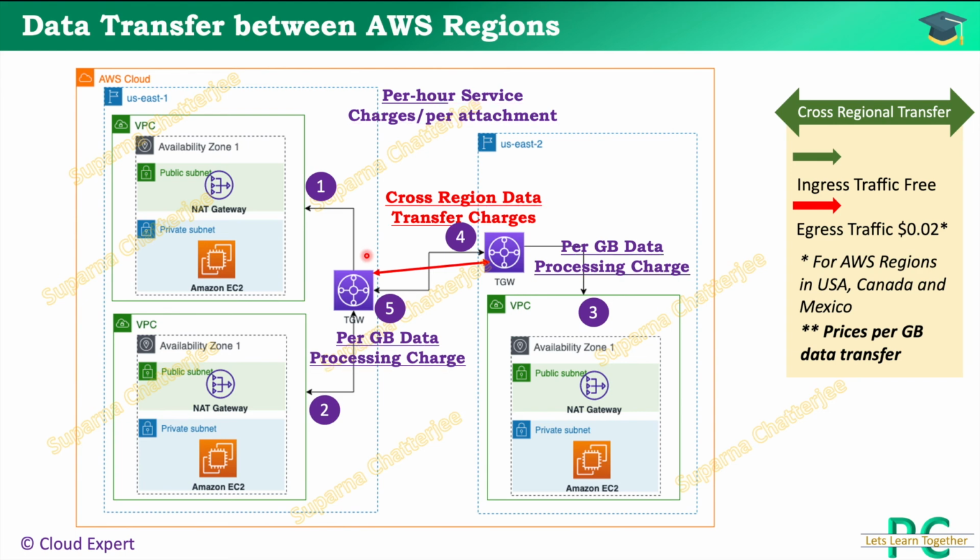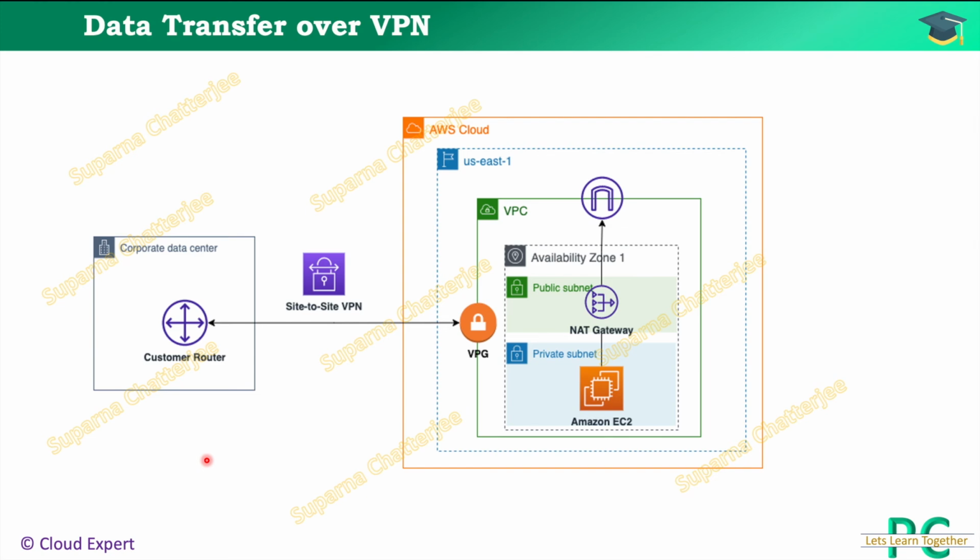5 transit gateway attachments. Now let's try to understand the data transfer charges when you are transferring data over VPN. Let's assume that you have a hybrid cloud environment. You have some workload in your corporate data center and you have some workload running parallelly in AWS Cloud, and you have connected your corporate data center with AWS Cloud using a site-to-site VPN or AWS site-to-site VPN. Now, what will be the data transfer charges for this architectural configuration?